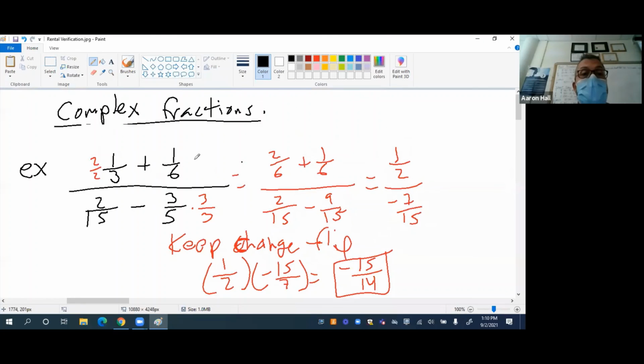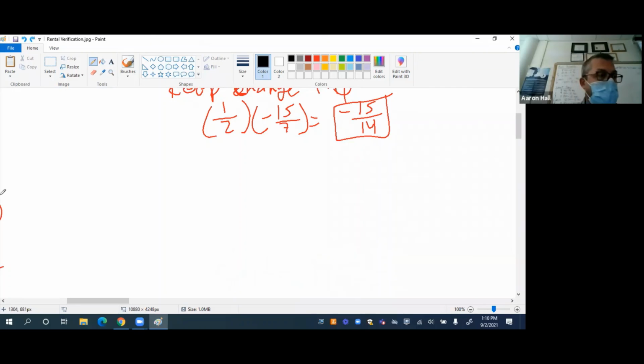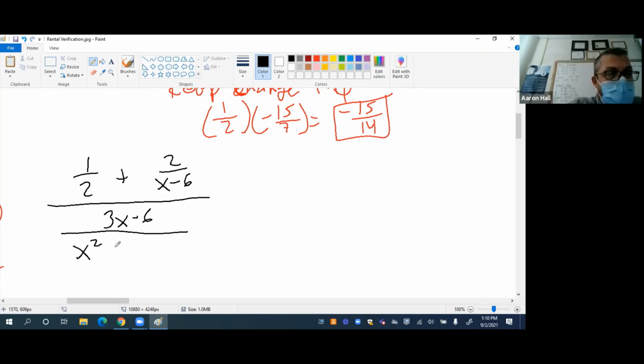Okay, here's the idea. I introduced a basic idea with fractions, and now I want to do it with a rational expression. I want to make sure it's not overwhelmingly difficult. So I have 1/2 plus 2x over 2 over x minus 6, I apologize, all over 3x minus 6 over x squared minus 12x plus 36.